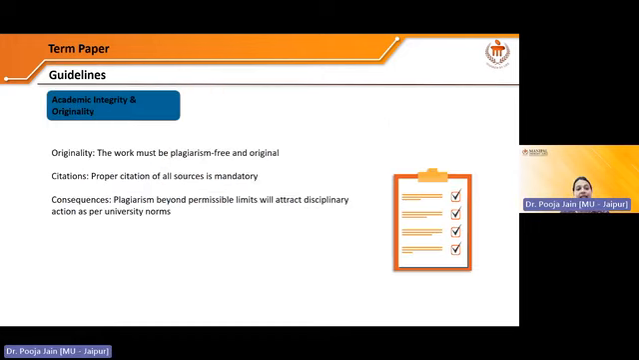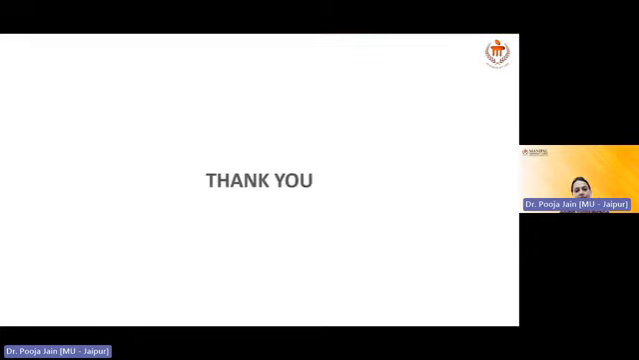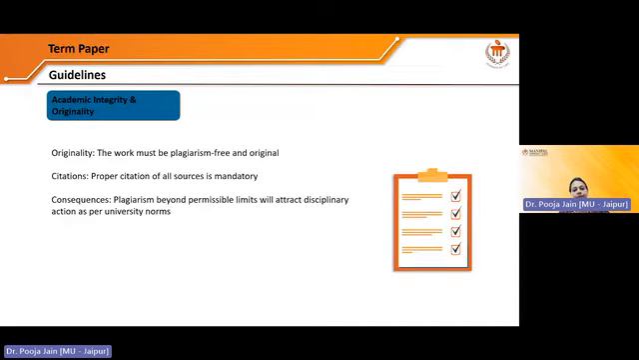Another important thing is academic integrity and originality. Many learners copy and paste data from Google or any other platform or ChatGPT as well. I have a request to all the learners: do not copy and paste data into the term paper. Originality is required. The work must be plagiarism free and original, right?